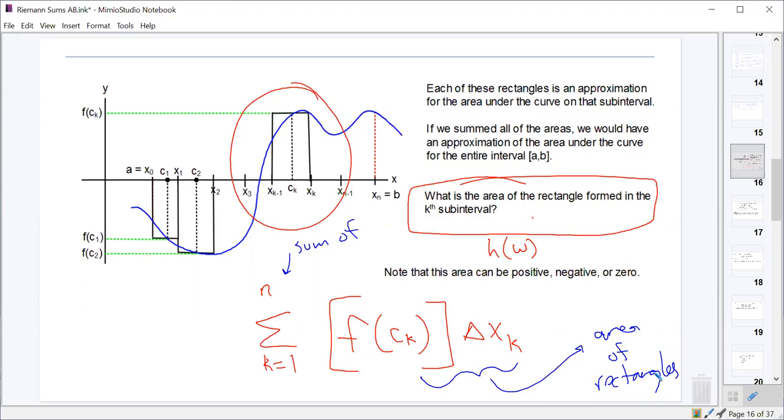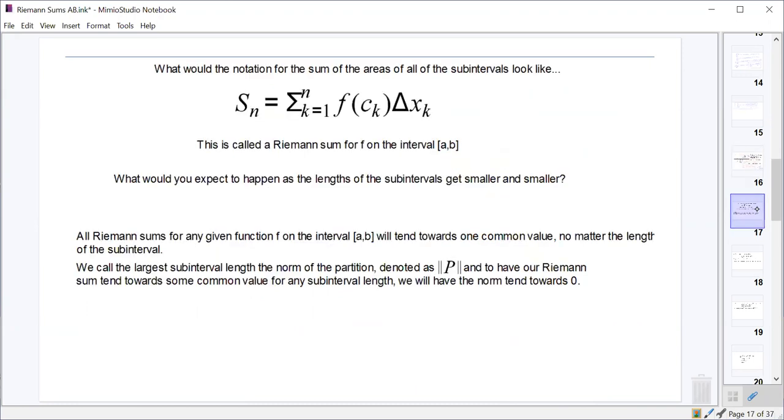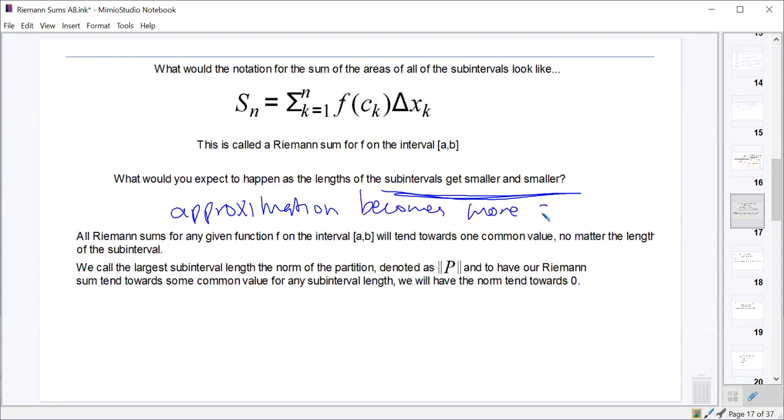Okay, so let's see here. This is what we've got here, right? We call this summation a Riemann sum, and that's what this is all about. We talked about the lengths of these subintervals getting smaller and smaller. Well, what would happen is our approximation becomes more accurate as these subintervals get smaller and smaller.